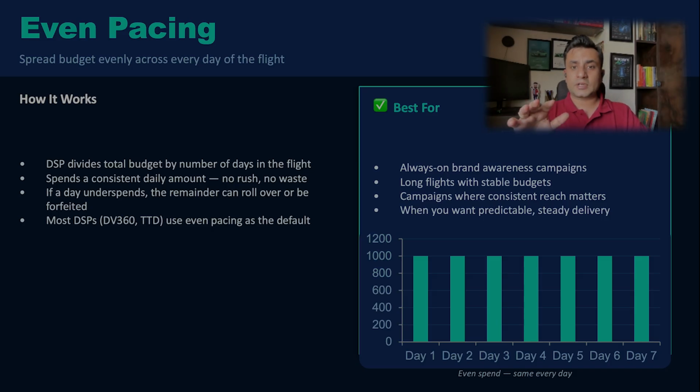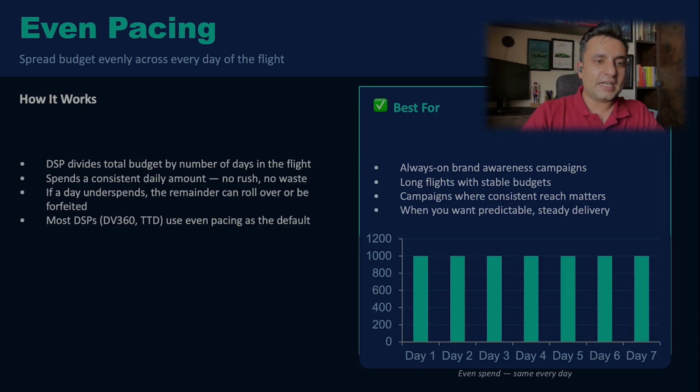Even pacing. First thing first, it spreads budget evenly across every day of the flight. That's what even pacing is all about. So the DSP divides total budget by the number of days in flight. That's the formula you've got to use. But if you select even pacing, it is automatically applied. Whatever your budget is, let's say it's $2,000 and the flight is spread across 20 days, how much would your daily budget be? It would be 2,000 divided by 20, which comes out to $10 each day.